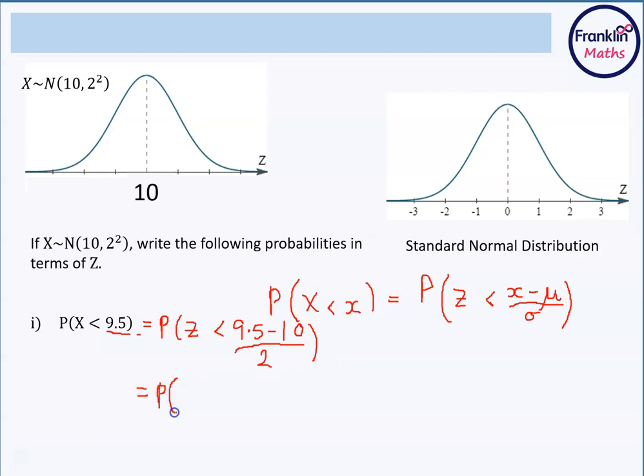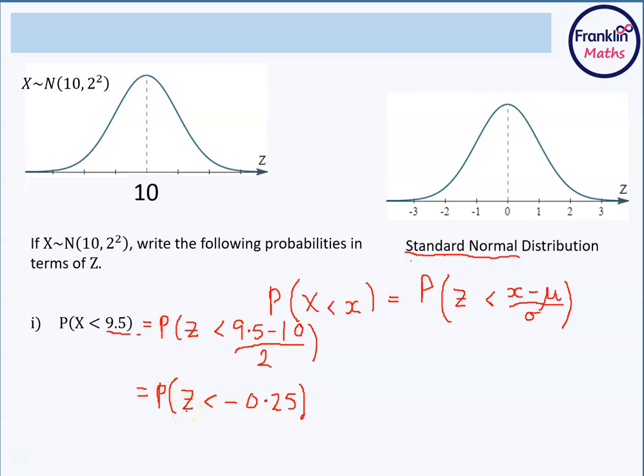So the probability in terms of z-scores, in terms of the standard normal variable, you'll see these sorts of words, but it'll always say standard normal, or they'll talk about z-scores. So this becomes minus a half divided by 2. So that's minus 0.25. Okay, so this time I've converted into a z-score.